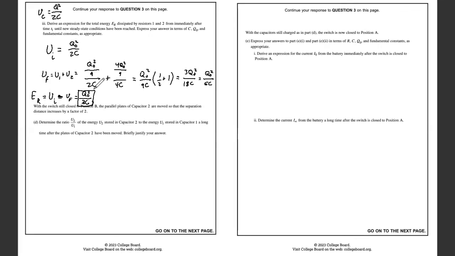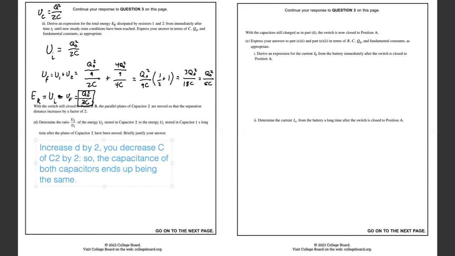Good. While the switch is closed, if you increase the separation distance by a factor of 2 for capacitor 2, determine the ratio of the potential energies for each capacitor. Well, if you increase the distance by 2, you decrease the capacitance of C2 by 2 as well. So the capacitance of both capacitors ends up being the same.